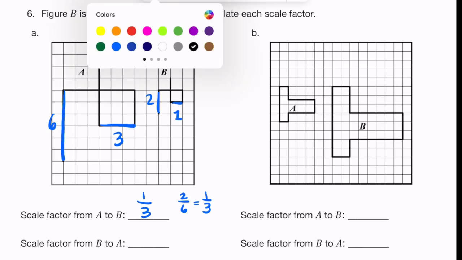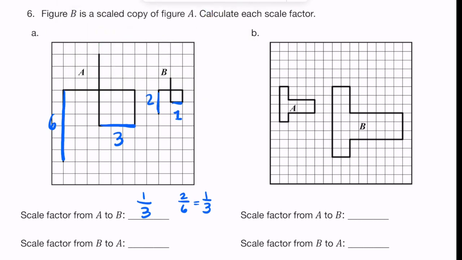Again, this is smaller, so my scale factor is going to be less than 1. So that's in this direction. It's times 1/3. But then if I want to go in the other direction, from 1 to 3 or from 2 to 6, I'm getting 3 times bigger. So my scale factor is going to be 3. Okay, and to do that, I could do 6 divided by 2 or 3 divided by 1, which equals 3.